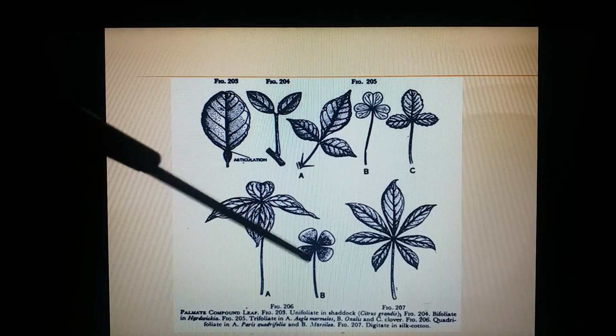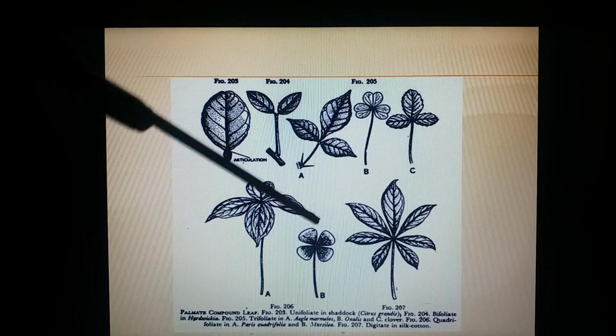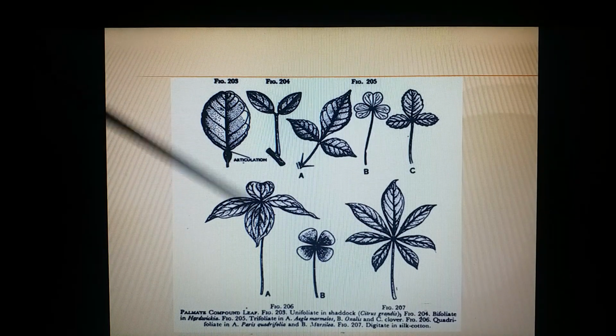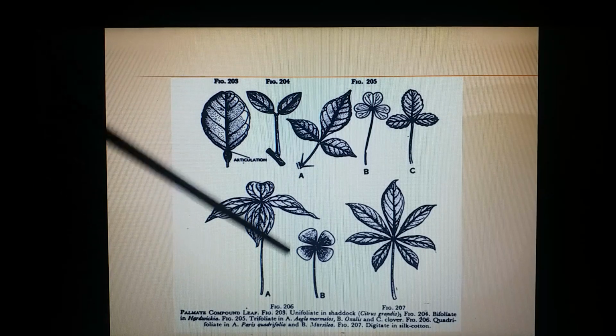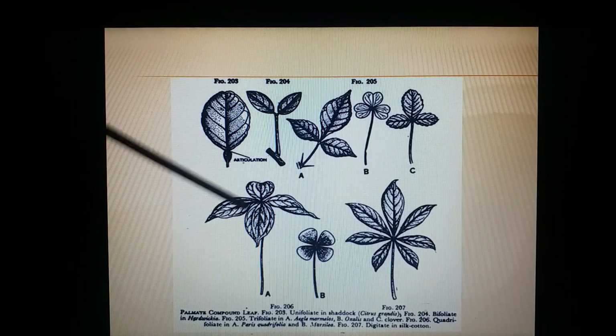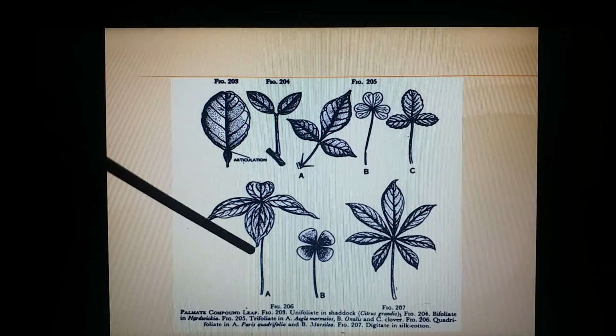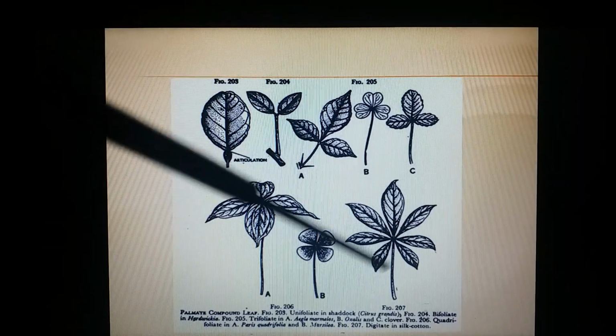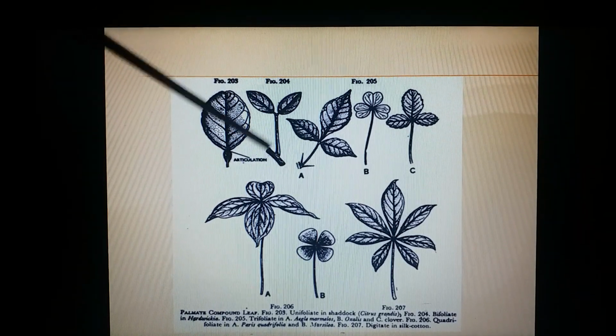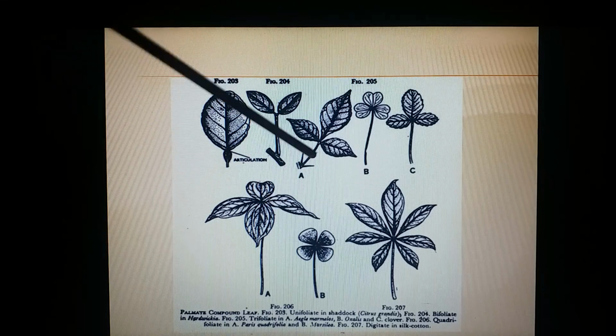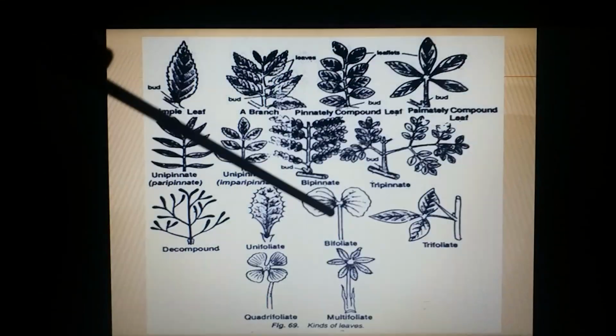If more than four, if five leaflets are there, it is called pentafoliate. Best example, Gynandropsis. And more than five, it is called multifoliate compound leaf. You can see it in the case of Bombax and Ceiba. These are all palmately compound leaves: unifoliate, bifoliate, trifoliate, tetrafoliate, pentafoliate, and multifoliate compound leaves.